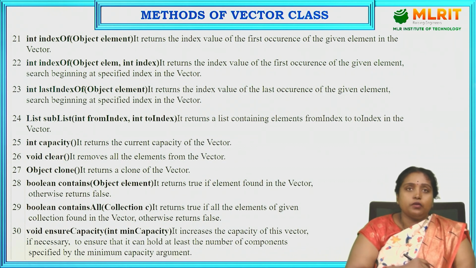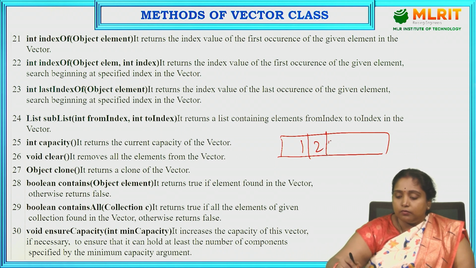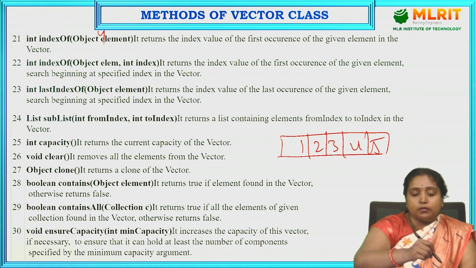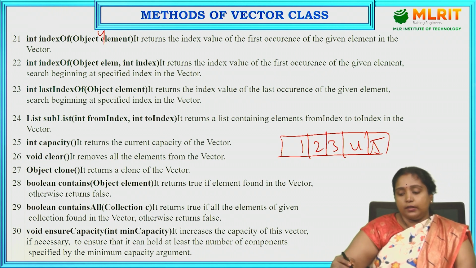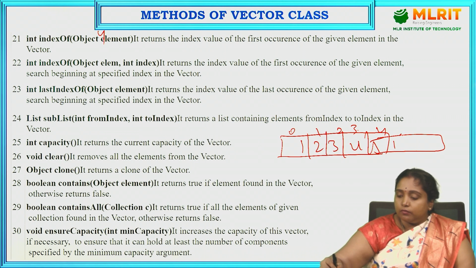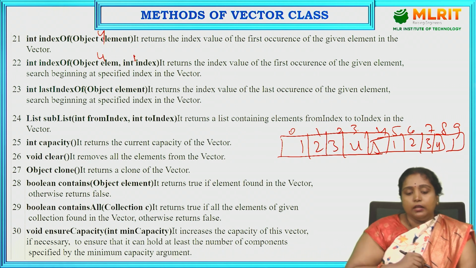And indexOf. If I am having a vector like this, I just want to have the index of 4. What is the index of 4? 0, 1, 2, 3. So it will return you 3. indexOf takes the element and an index. So if I am having indexOf, 4 is my element and 1 is my index value.